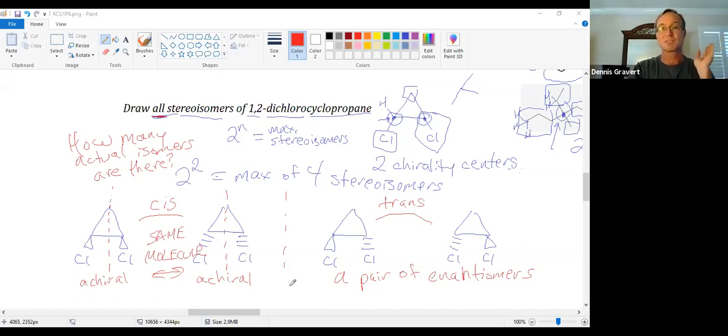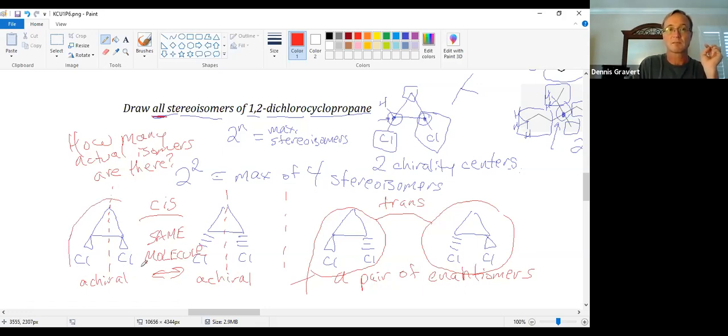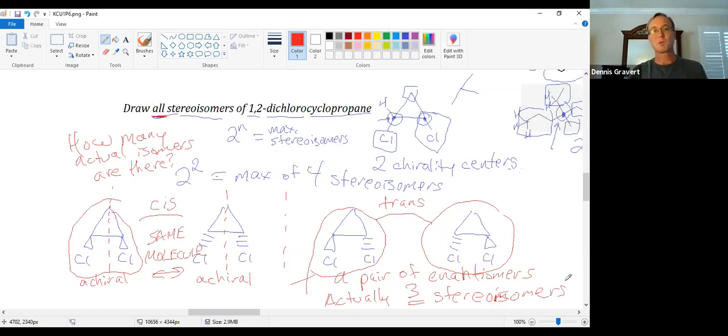Okay, so the total number of stereoisomers for 1,2-dichlorocyclopropane is 3. So if I want to circle them, here's one stereoisomer, here's a second stereoisomer, and then you pick one of these. I'll pick the first one. Actually, 3 stereoisomers. We predicted a maximum of 4, turns out there's only 3. Hey, let's end the video, because I've gone way over.